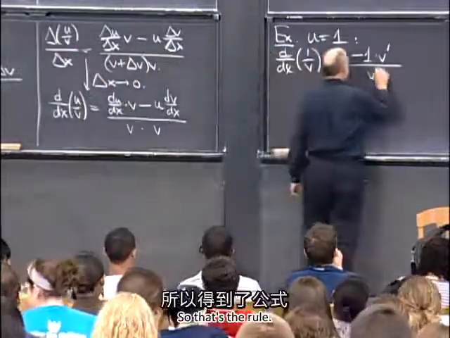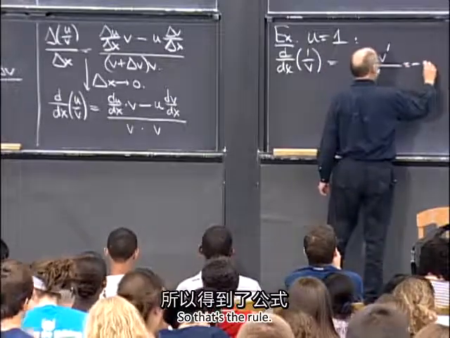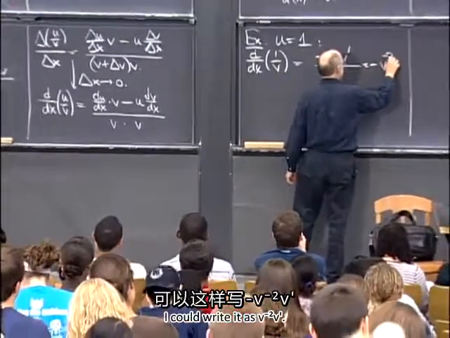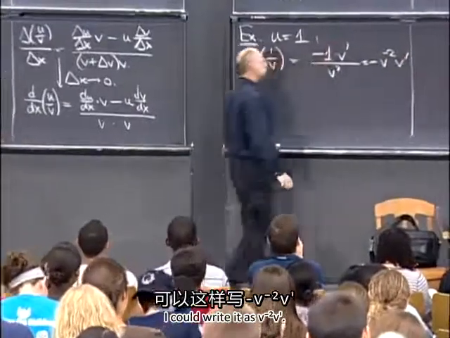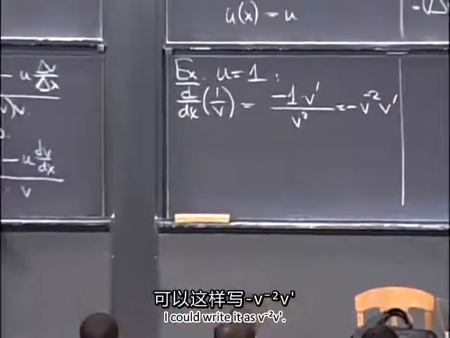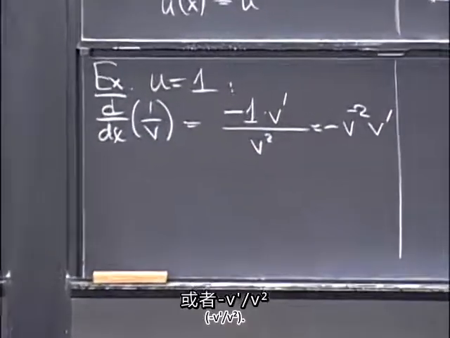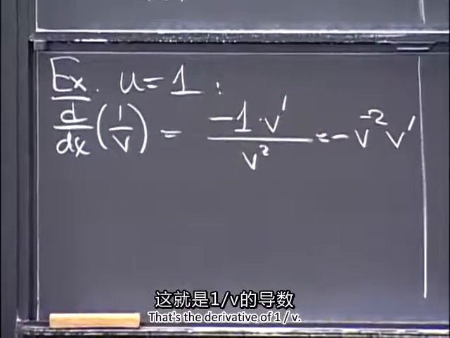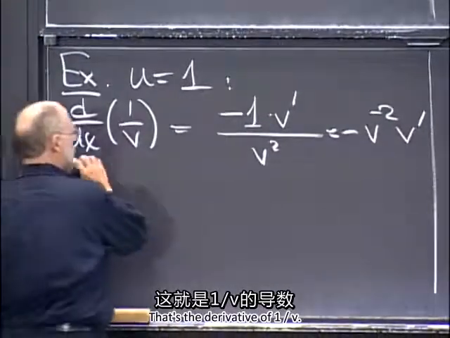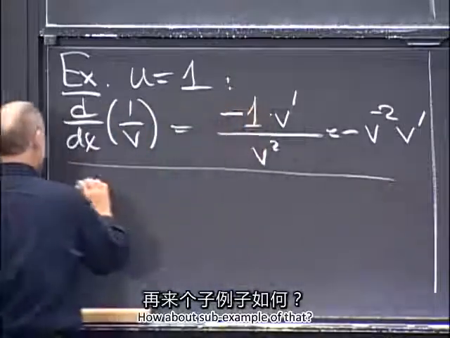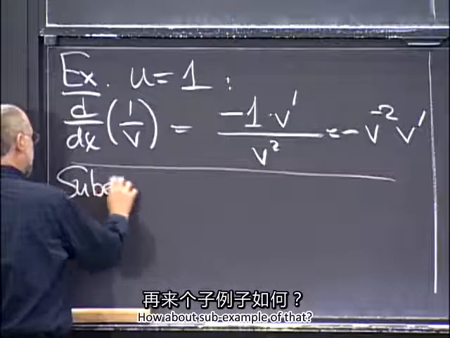So that's the rule. Minus, I could write it as V to the minus 2 times V prime. Minus V prime divided by V squared. That's the derivative of 1 over V. How about an even simpler sub-example of that?